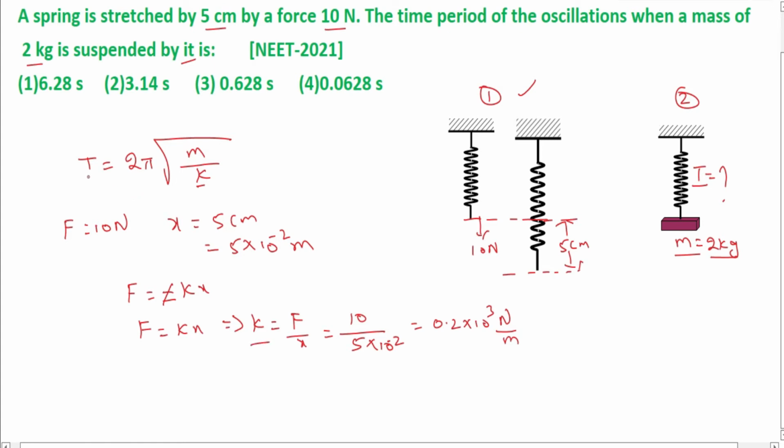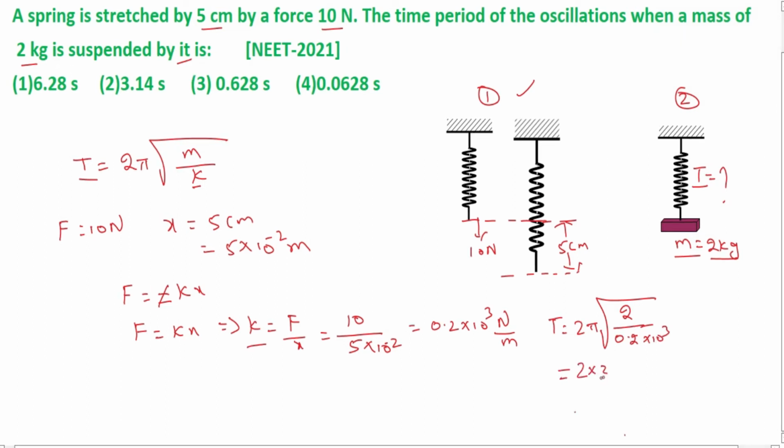Now you have to calculate the value of time period. Time period T is equal to 2 pi into root over m by k, that is 2 by 0.2 into 10 cube, which equals 2 into 3.14 into root over 2 by 2 into 10 square. This two will get cancelled, and if we solve, we get 6.28 by 10, that is equal to 0.628 seconds. Now let us move to our next sum.